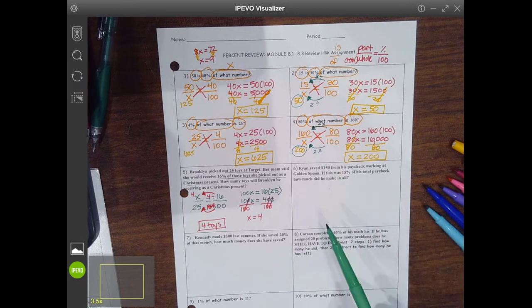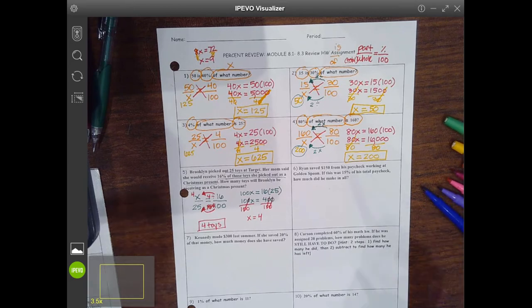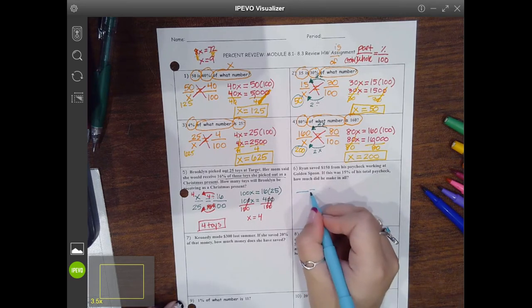All right, let's take a look at number 6. It says, Ryan saved $150 from his paycheck working at Golden Spoon. If that was 15% of his total paycheck, how much did he make in all? Okay, so I see this is kind of like a part to whole. He only saved part of his total paycheck. So I'm going to go ahead and set up my proportion.